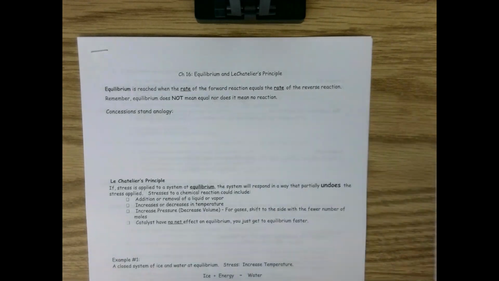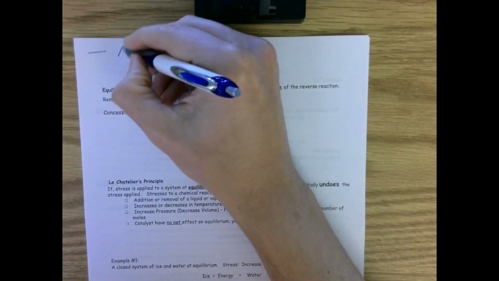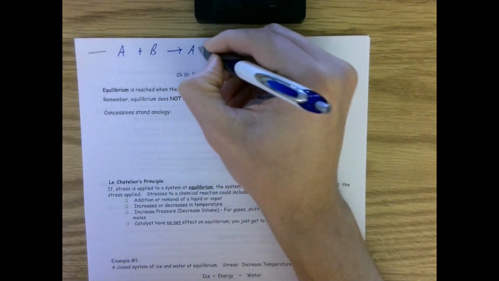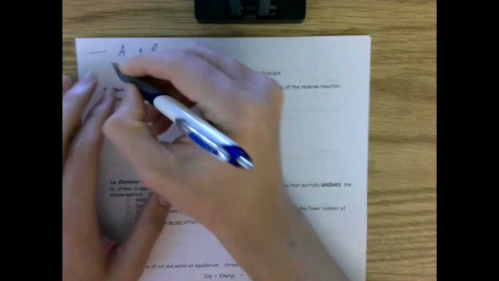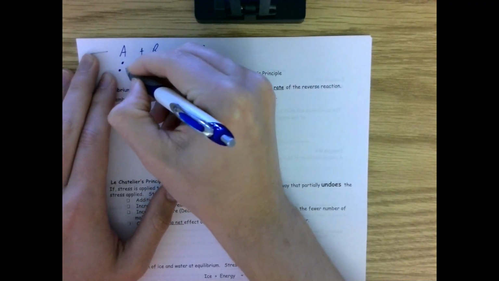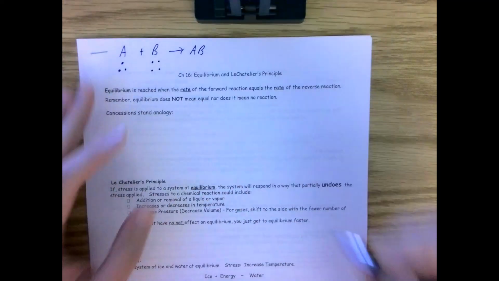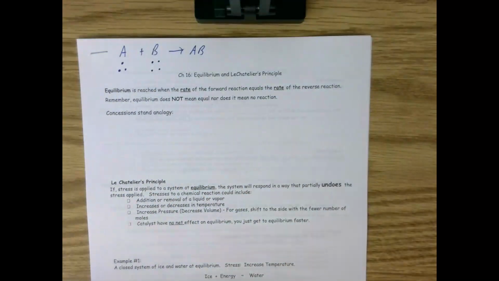So if I had a situation where I just have something simple like A plus B makes AB, if I had 3 of A and 4 atoms of B, how many ABs could I make? 3. And I'm going to run out of A. Okay, so A would be my limiting reactant. So this worked very well for us, so we did it for a long time. Did it with gases, did it with solutions.